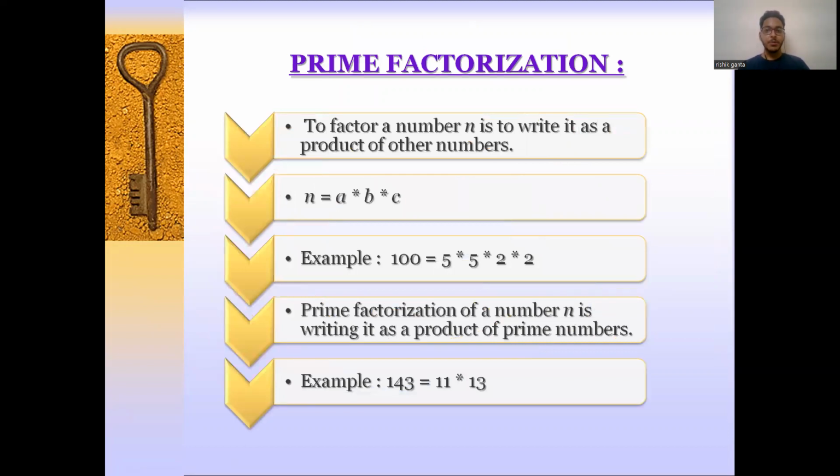Prime factorization. To factorize a number means to write it as a product of its factors. So, for example, a number n can be written as a product of its factors a, b and c. In the example, we can see 100 can be written as a product of 5 into 5 into 2 into 2, that is 5 square into 2 square. Prime factorization of a number n is written as its product of prime numbers. For example, the number 143 can be written as 11 into 13, both of which are prime numbers and are factors of 143.